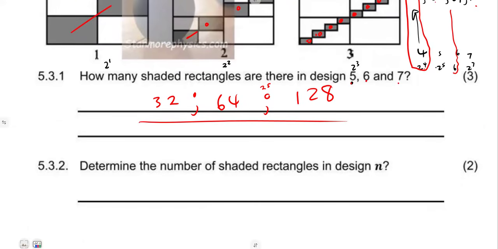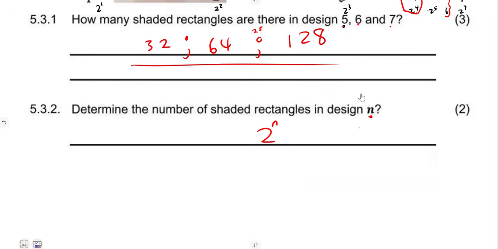And determine the number of shaded rectangles in design n. Remember, guys, it is 2 to the exponent of the design. Design 1, 2 to the exponent of 1. Design 2, 2 to the exponent of 2. What about design n? 2 to the exponent of what? Of n. Design 7, 2 to the exponent of 7. What about design 10, 2 to the exponent of 10? What about n, 2 to the exponent of n? Just like that. That is what they are simply testing you guys.